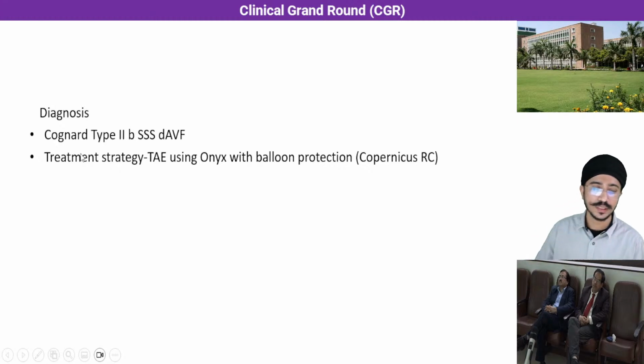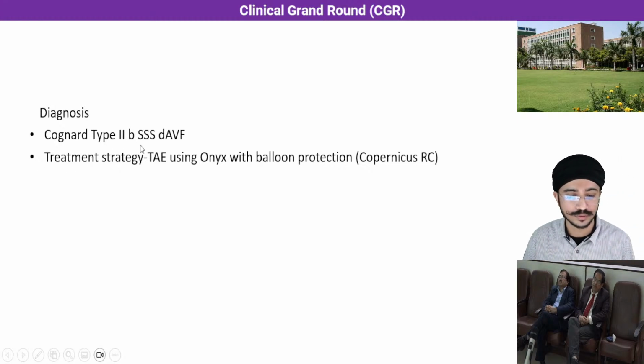So our diagnosis here is a Cognard type 2 superior sagittal sinus dural AV fistula. The treatment strategy that we employed in this case was transarterial embolization with Onyx with balloon sinus protection. The balloon which we used was Copernicus RC.